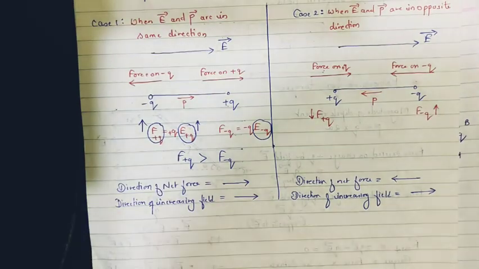In the next class we are going to learn the expression for the potential energy which is stored in an electric dipole placed in a uniform electric field.